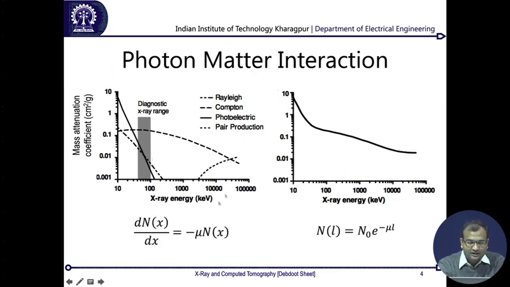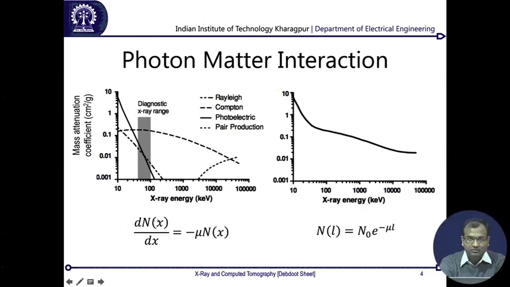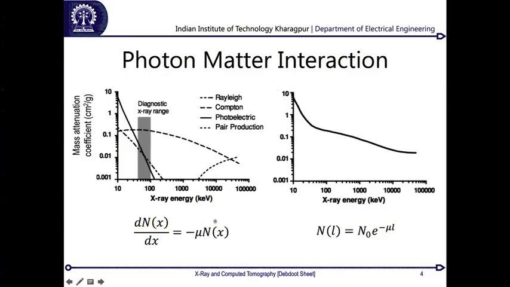Typically, as it passes through matter, it is guided by a decay equation. At a particular point x, if there is a small volume called dx in space, then the differential amount of X-ray photons absorbed there is proportional to the absorption coefficient mu times the actual density of photons arriving there.